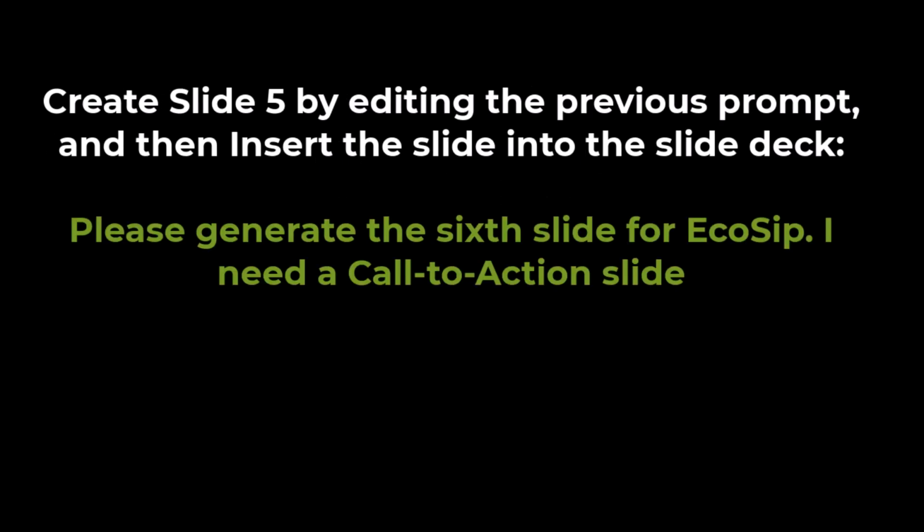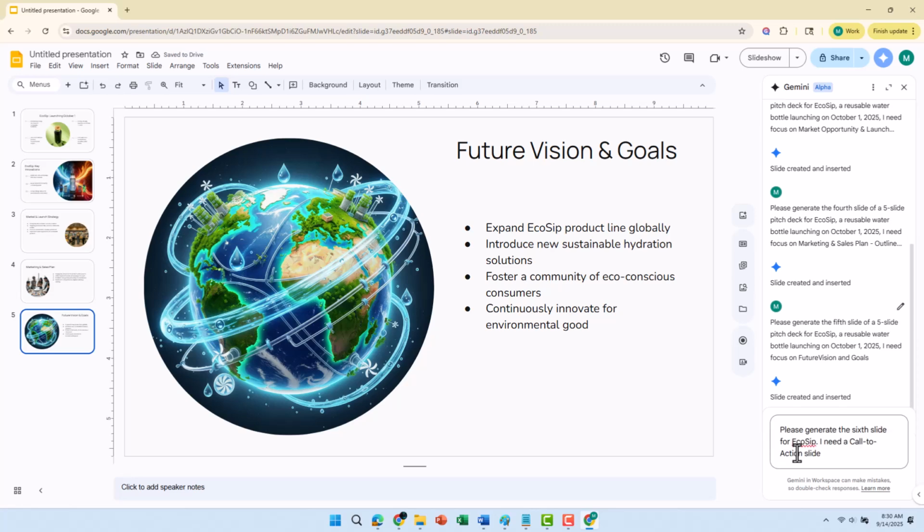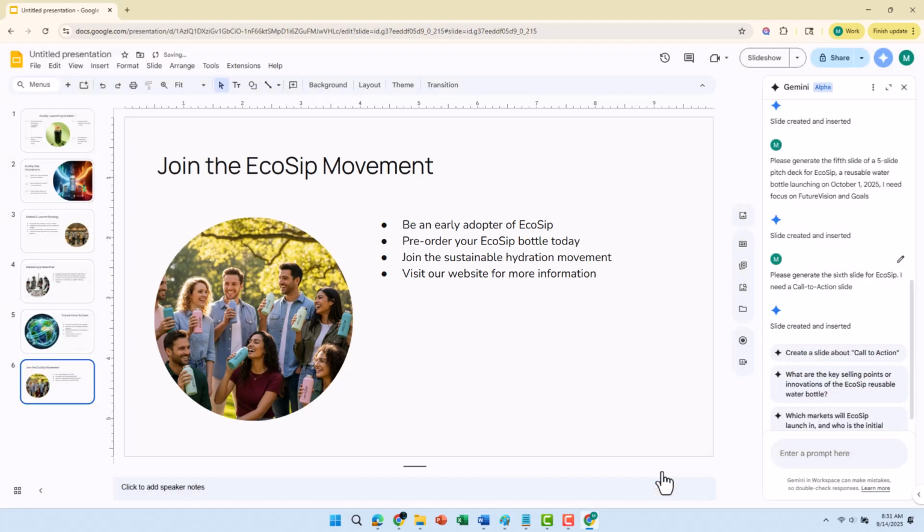Create a call to action slide by using the following prompt, and then rename the file to EcoSip pitch deck. Use the following sample prompt. Please generate the sixth slide for EcoSip. I need a call to action slide. Check your work.